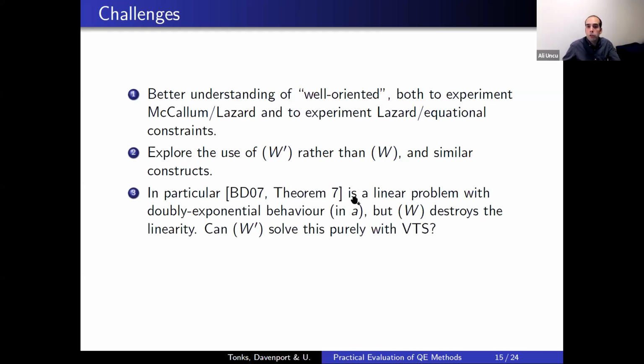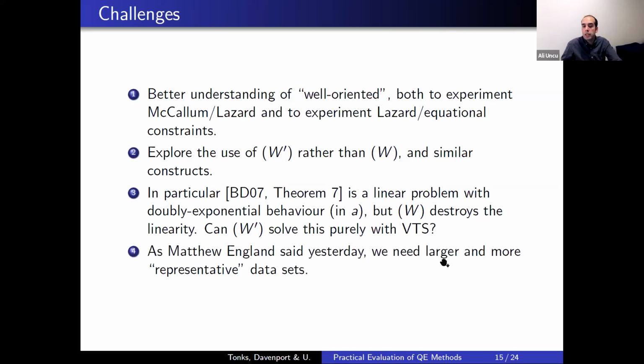In particular, we should look at problems like the one from Brown and Davenport, where this change in quantifier matters a lot. And can this simple idea of splitting things in virtual term substitution solve these types of problems? And as Matthew England said yesterday, we should create and find new larger data sets with representative data.